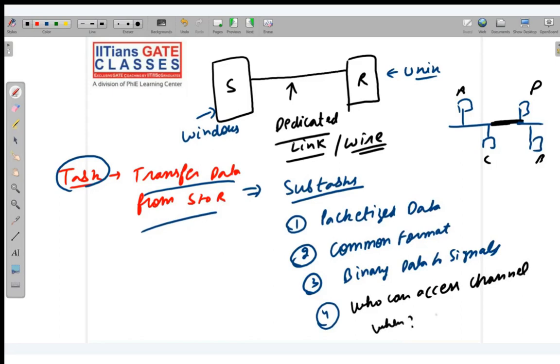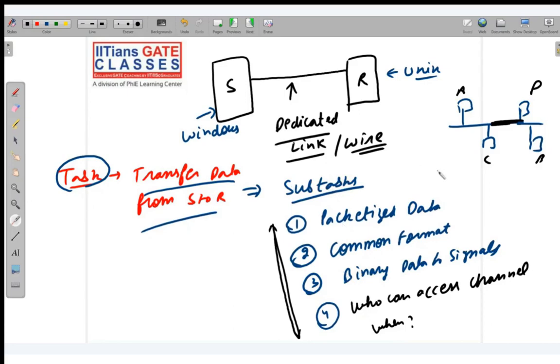Shortly, I have written it. So like this I have just given you four subtasks, but actually there are lots and lots of things which we have to cover. The basic thing is that the task was to transfer data from sender to receiver, but it is not at all easy. We have to do multiple subtasks. So now who will handle all these subtasks? These are handled by network models. So you can take the snapshot.